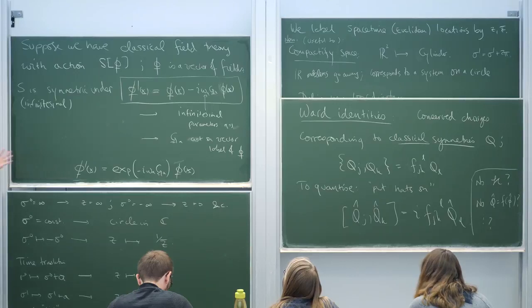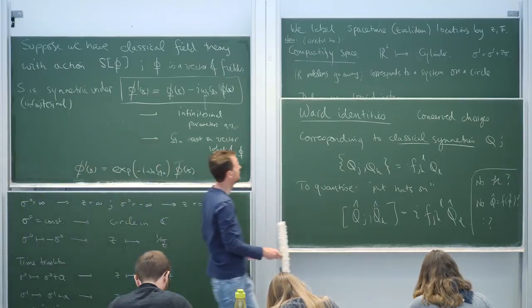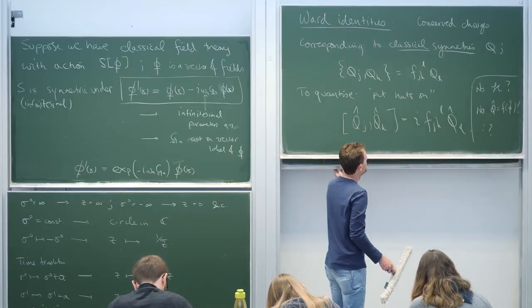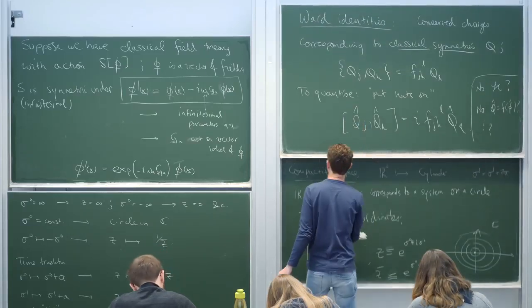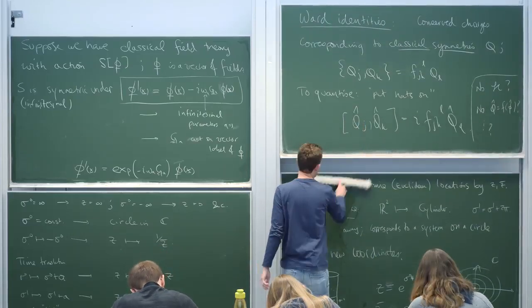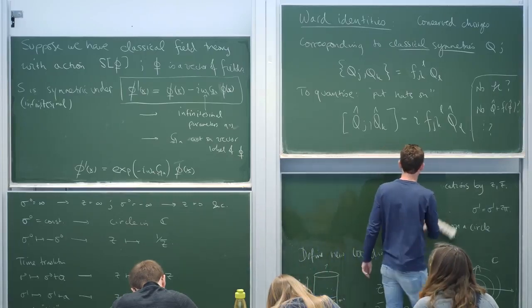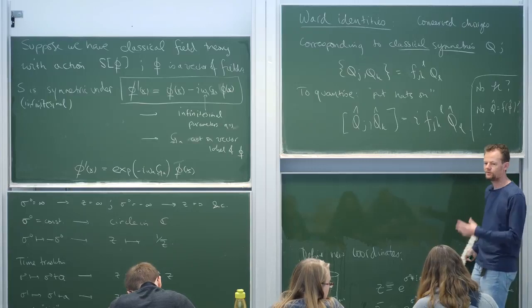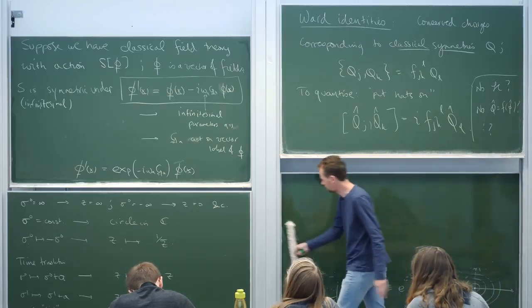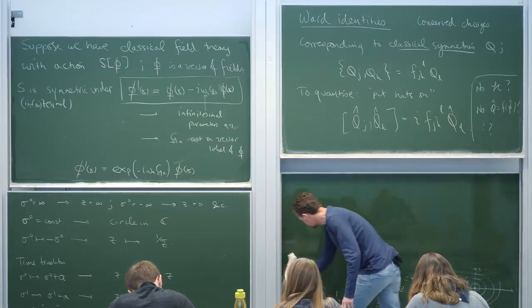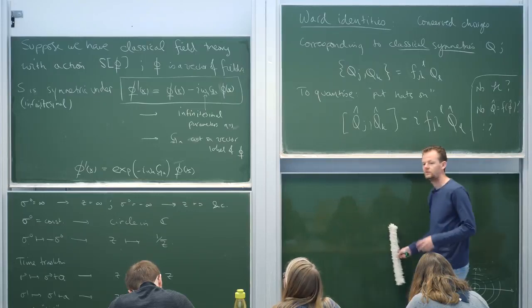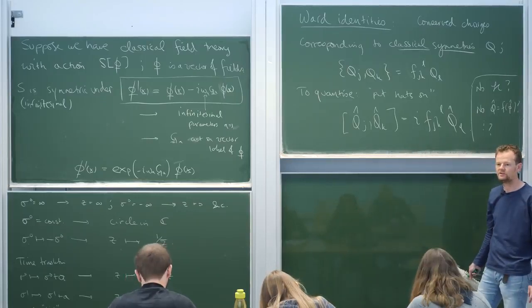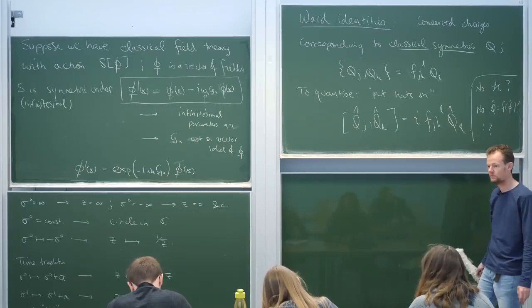So our action is invariant under these infinitesimal symmetries. And what does it mean for a classical theory to be invariant under a group of symmetries? Well, it means that the action is invariant up to a total derivative. Sorry, the Lagrange density is invariant up to a total derivative.